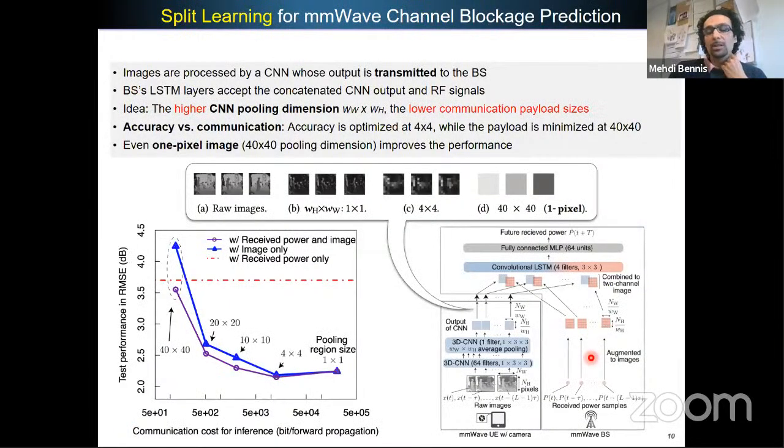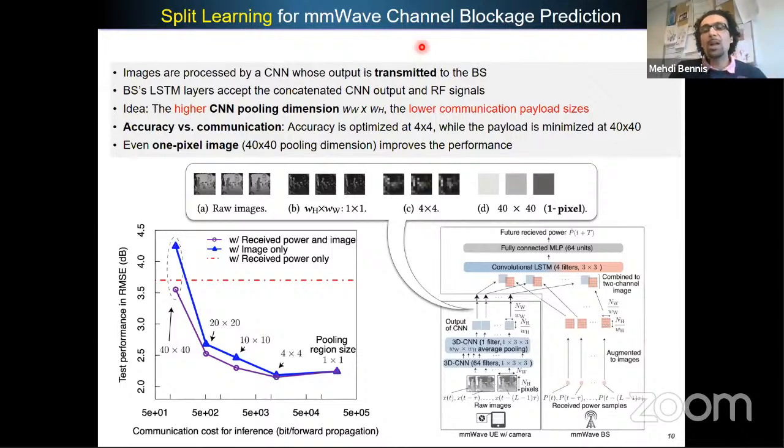Another technique, actually, which is now gaining attraction in the edge AI community, which is also very engineering focused, is the idea of split learning. I don't know how many of you have heard about this, but essentially think of it as this setting. Here we are interested in channel blockage prediction in a millimeter wave setting.